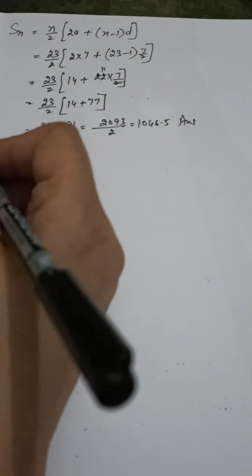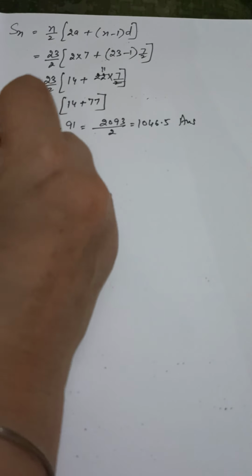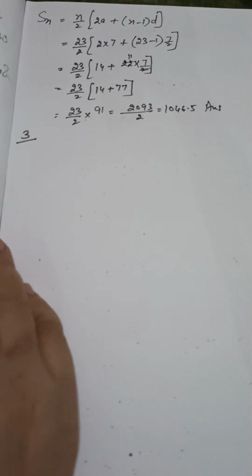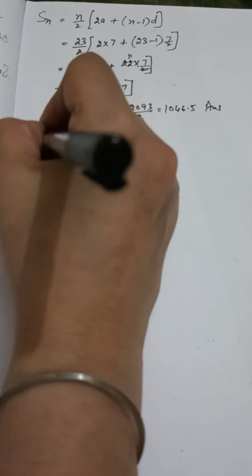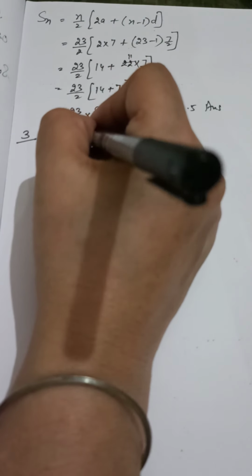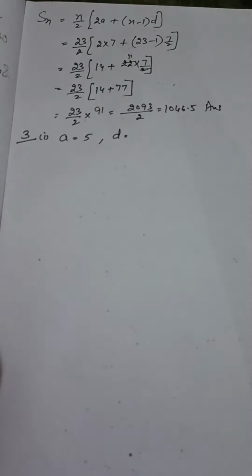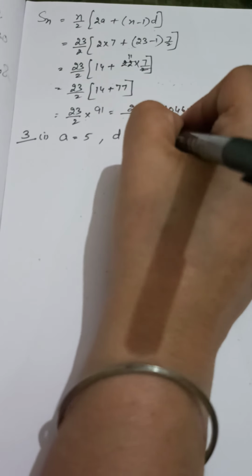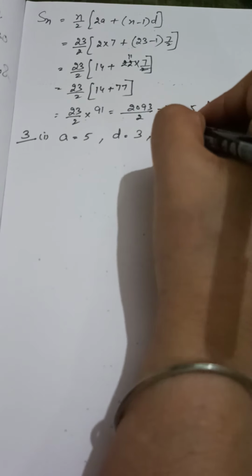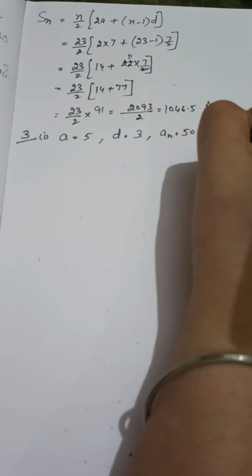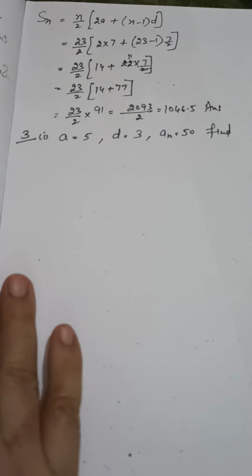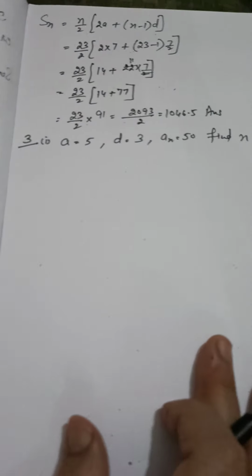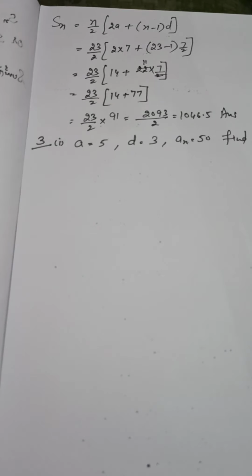Now next is sum number 3. Sum number 3, here a is given. I am taking the first part of the sum. a is equal to 5, d is equal to 3, an is equal to 50. We have to find n and Sn.